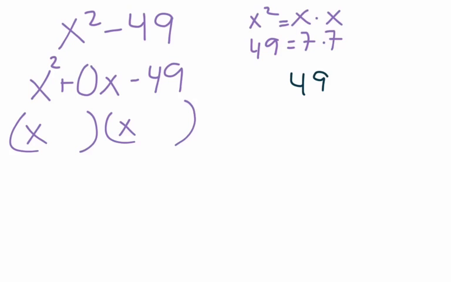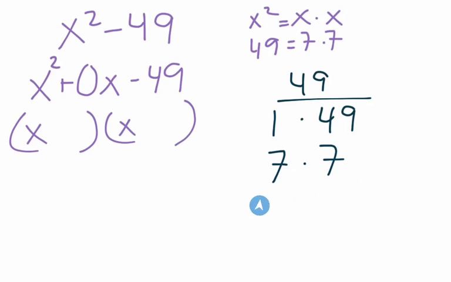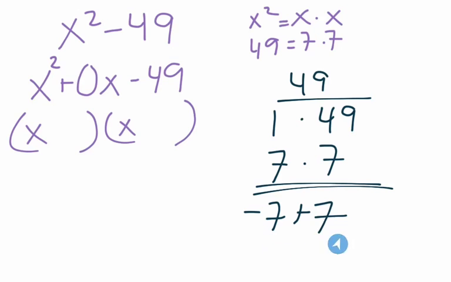What numbers multiply to give us 49? Well, 1 times 49, that is not going to give you a 0. Okay, there's no way to do that. And 7 times 7. That would give me the 0 if one of the 7s was negative. So if I had negative 7 plus 7. Negative 7 plus 7 is 0, and negative 7 times 7 is negative 49. And so we have plus 7, or minus 7 and plus 7.